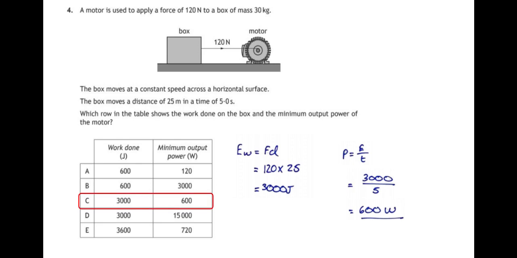Question number 5. A galaxy is a collection of stars. There is no other option here. That's just one of those definitions that we need to understand and know.